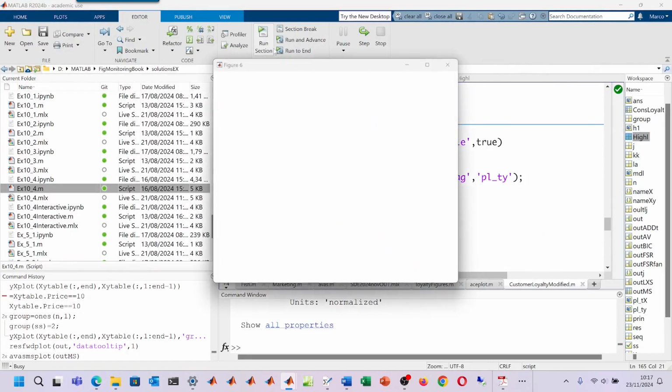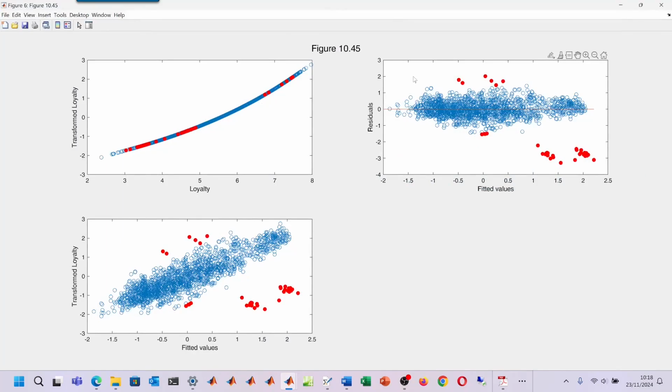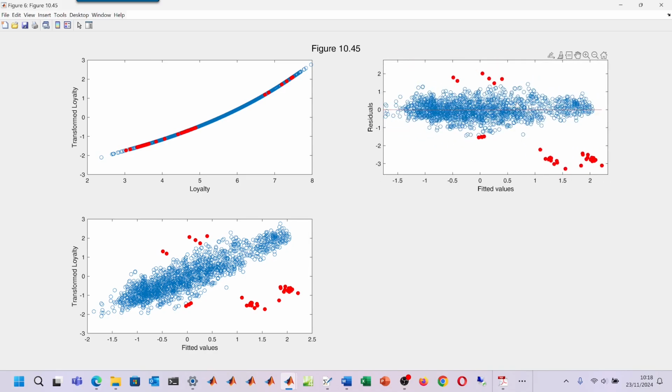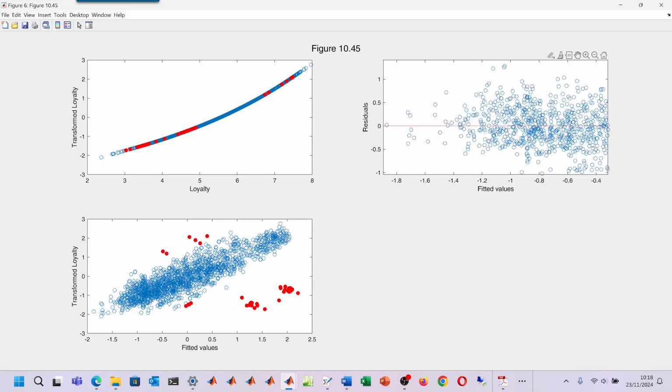We check what happens with our best solution, and now we move to figure 10.45. We have identified the units that have been contaminated. Note that now the transformed loyalty is not a straight line. And if you look at the plot of residuals against fitted values, there are now nicely separated outliers from the main body of the data, and the structure that we saw before, the flare up to the left-hand top corner, has now completely disappeared.